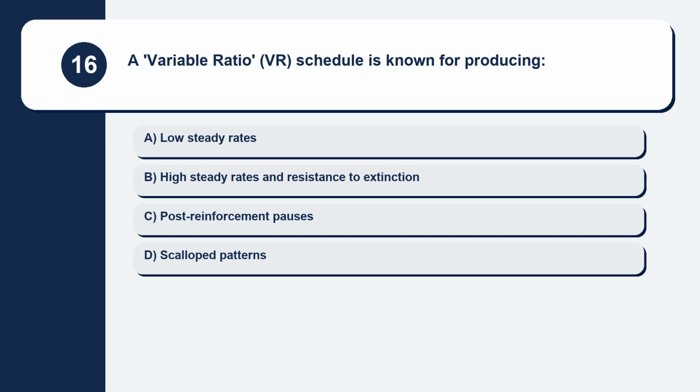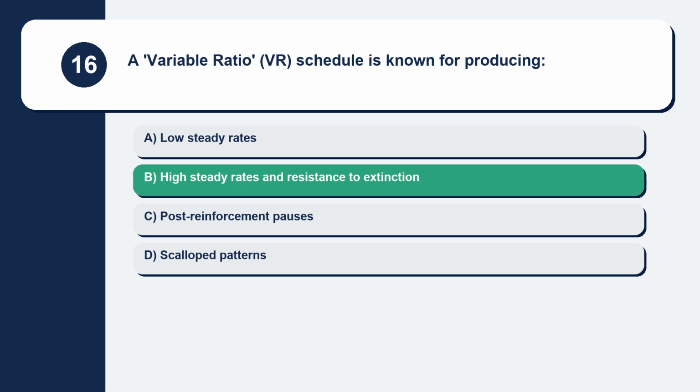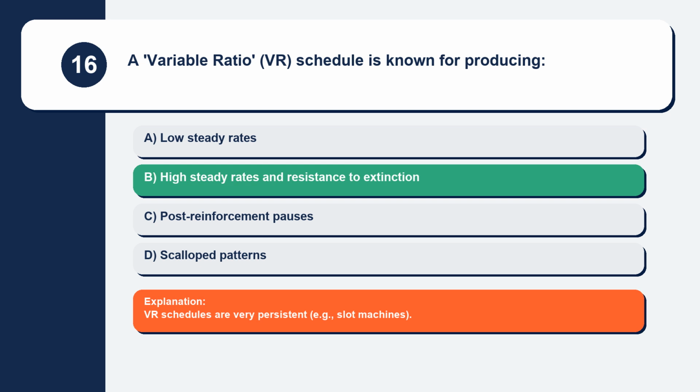Question 16. A variable ratio, VR, schedule is known for producing low steady rates, high steady rates and resistance to extinction, post-reinforcement pauses, scalloped patterns. VR schedules are very persistent, for example slot machines.